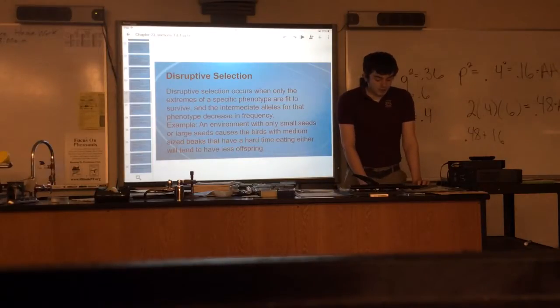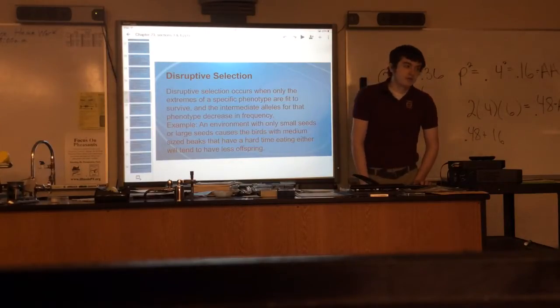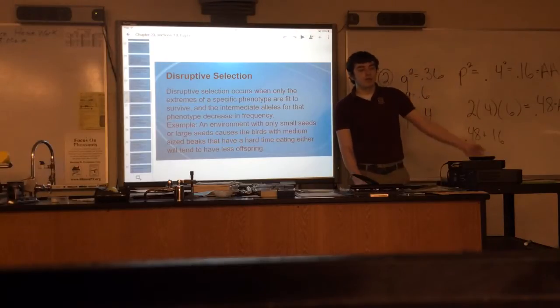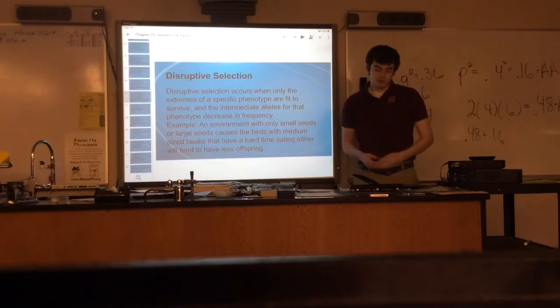It causes the birds with medium-sized beaks, which have trouble eating either of them, to tend to have fewer offspring and eventually die out. So eventually you're left with a population of only small-beaked birds and large-beaked birds.